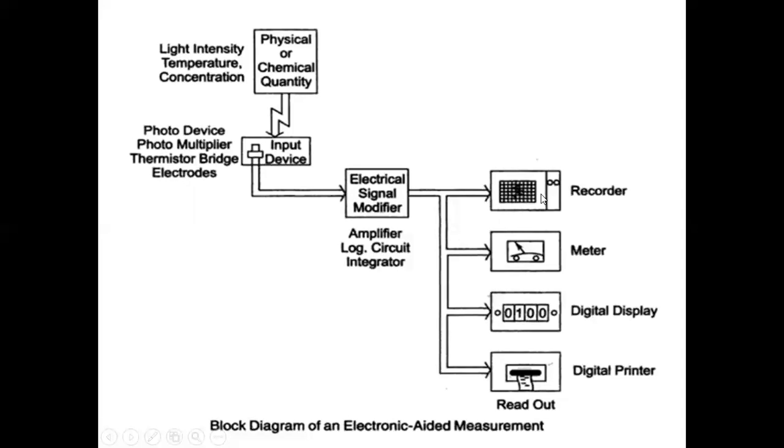Okay, and the recorder. The recorder is nothing but a chart. According to the change in the physical quantity, there will be a chart present in the recorder. So ultimately, the physical quantity is converted into a number at last. Okay, so this is what the measurement system comprises.